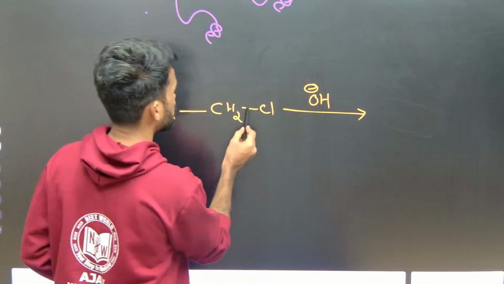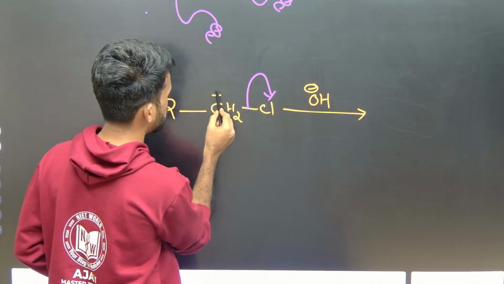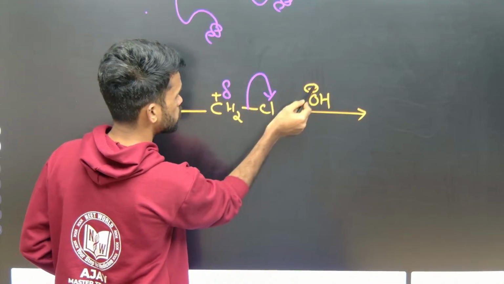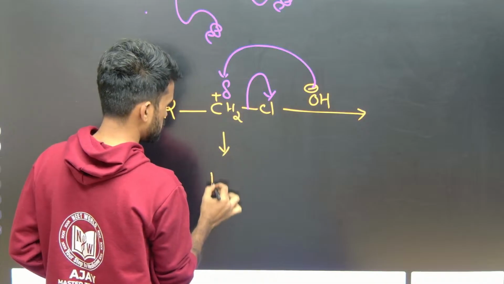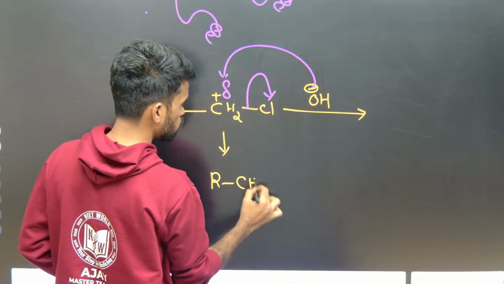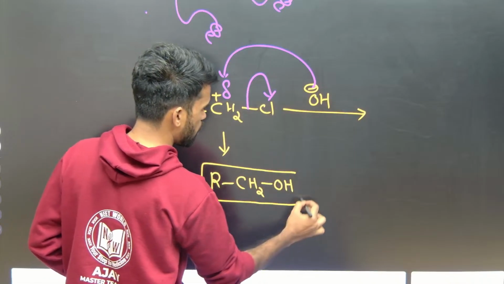See, chlorine is more electronegative, so it comes out as a chloride ion. If it is coming out, it generates a positive charge here, so there this OH minus will attack. That will generate RCH2OH, that's it.